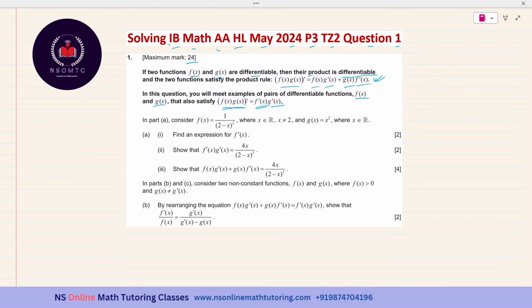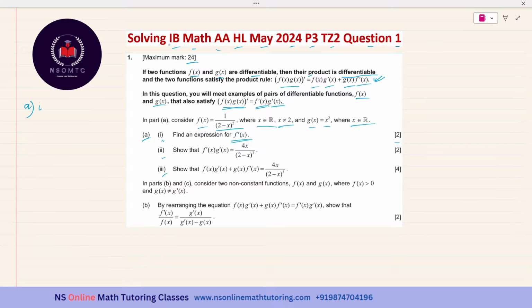In part A, consider f of x equal to 1 over 2 minus x whole square, where x is a real number and x is not equal to 2, and g of x equal to x square, where x is a real number. Subpart A contains 3 further subparts. Part I is saying find an expression for f dash of x. It contains 2 marks.